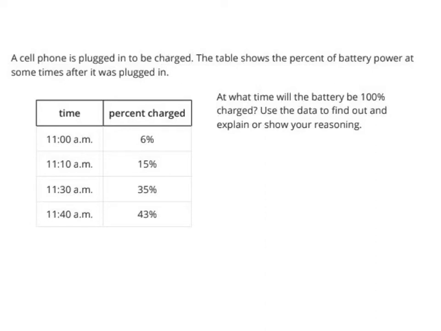So we see that our time is going up by 10 minutes. We went by 20 minutes. Again, 10 minutes. That's odd. Here we have an increase of 6, 7, 8, 9%. Here we went up by 20%. Here we went up by 8%. So what time do you think?